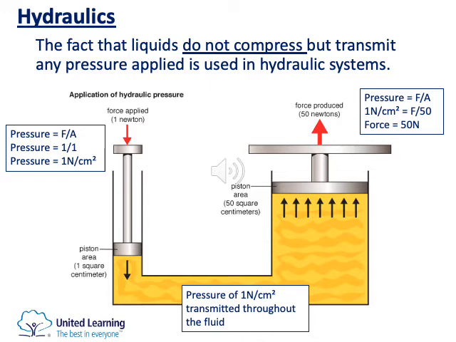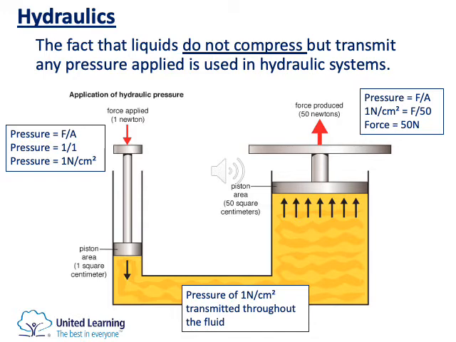Now look at the diagram on this slide. On the left hand side, we are applying a force of 1 Newton, which is acting over an area of 1 square centimetre. So the pressure is 1 Newton per centimetre squared. If you look on the right hand side, we have exactly the same pressure being outputted, 1 Newton per centimetre squared.